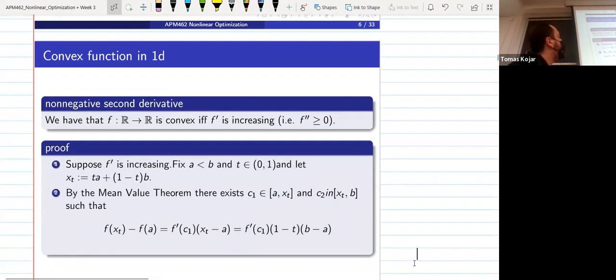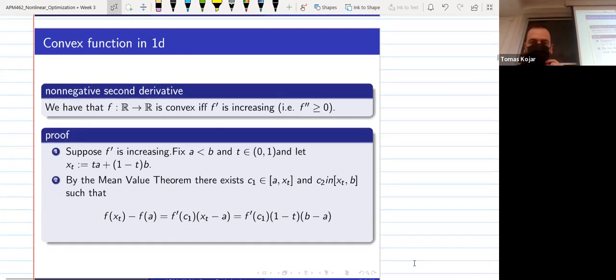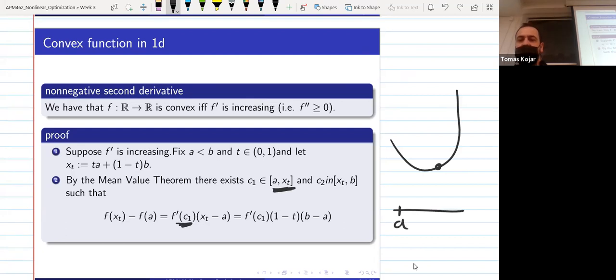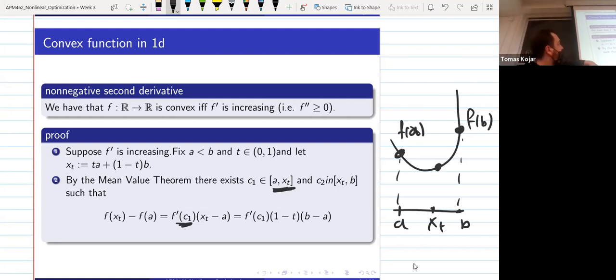By the mean value theorem, you have the following. So you apply the mean value theorem twice. Once between a and x of t, so you get some C1. So the picture is this: this is A, this is x of t, and this is B. This is f of A, and this is f of B. And I'm looking at these two, and I will have a tangent line between them.